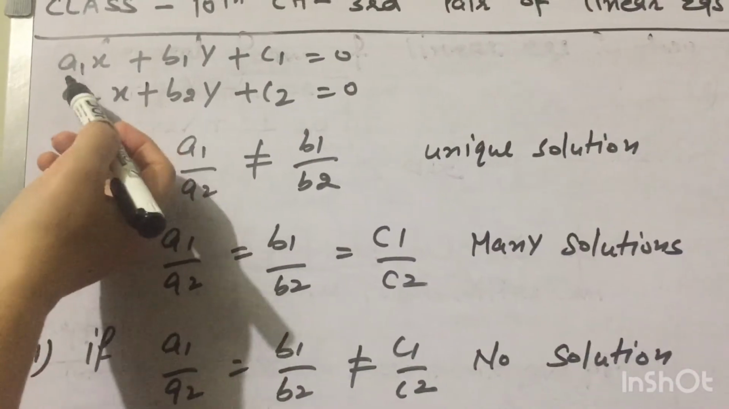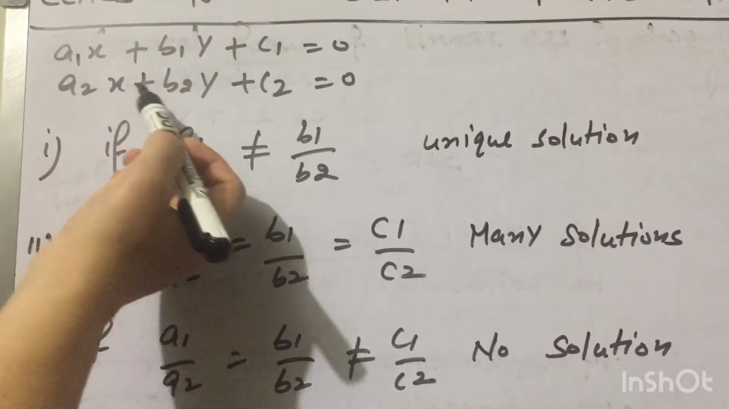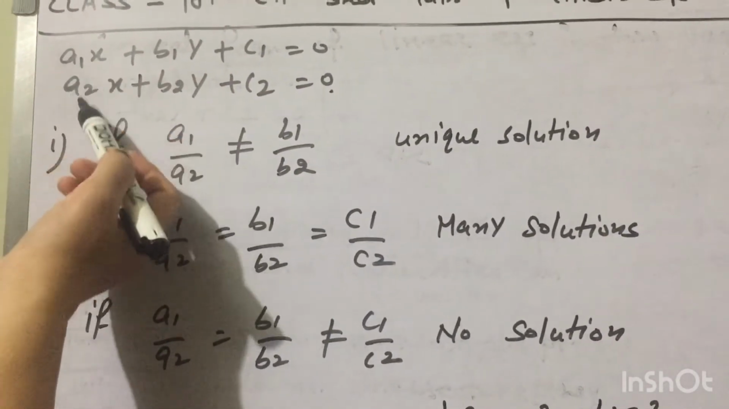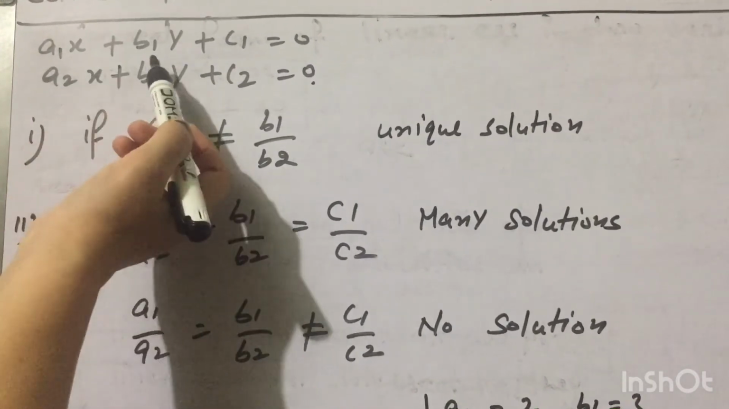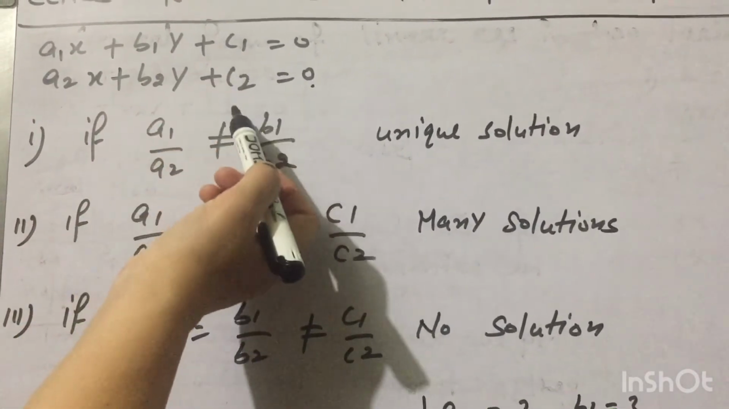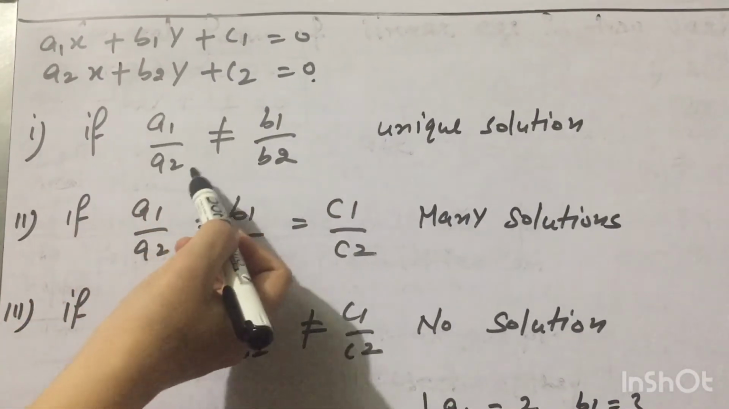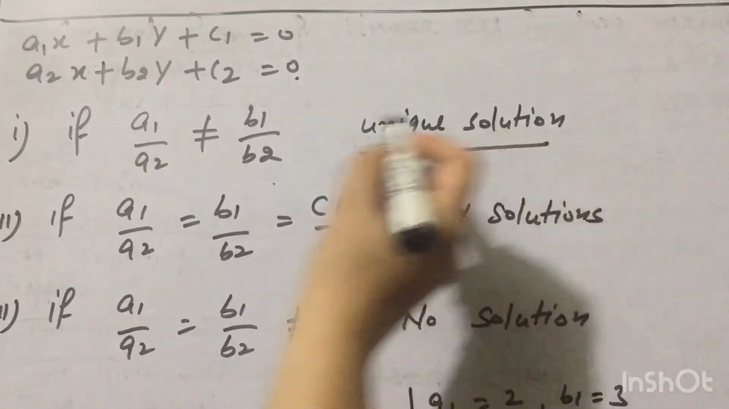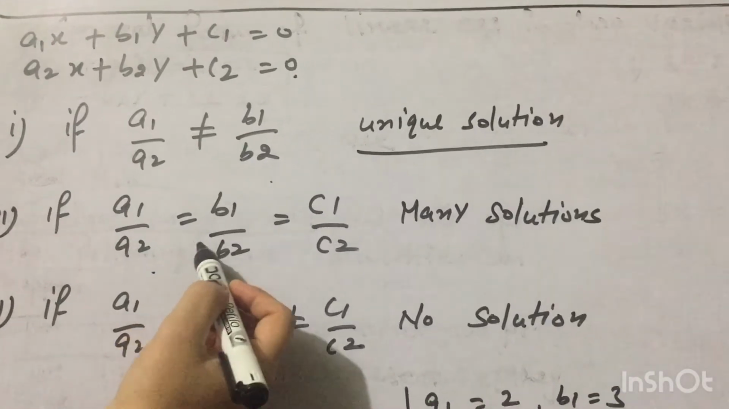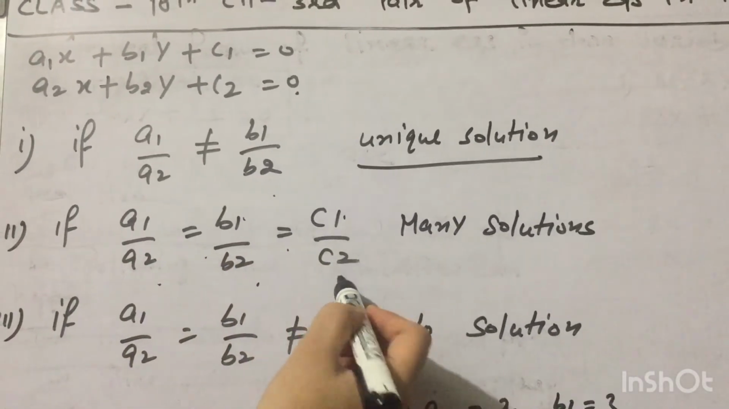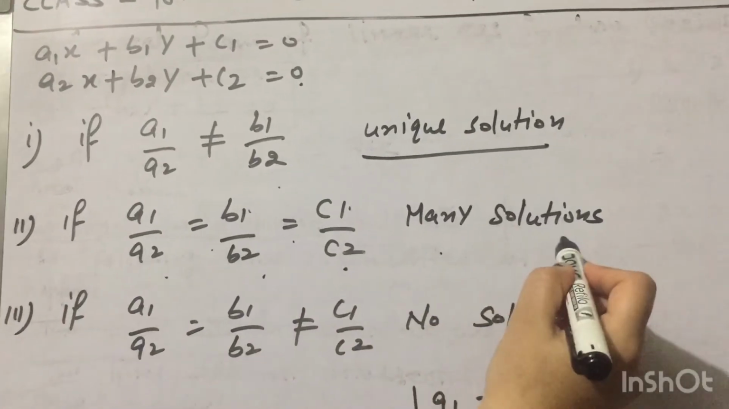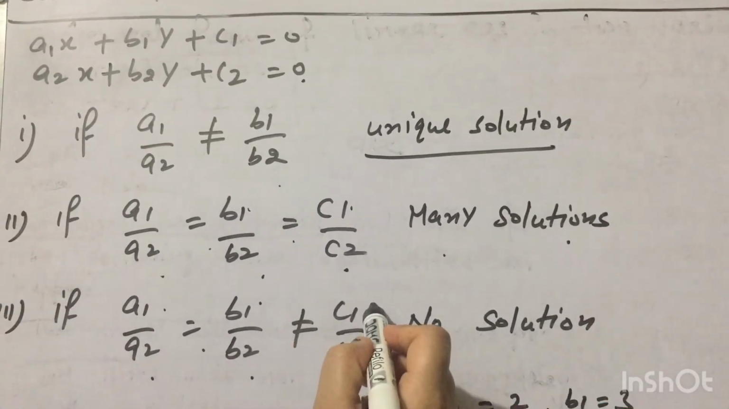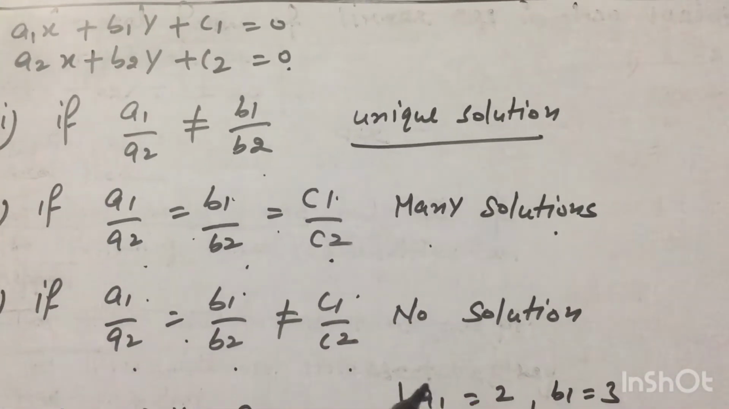General form of linear equations: a1x plus b1y plus c1 equal to 0, a2x plus b2y plus c2 equal to 0. Now a1 and a2 are the coefficients of x, b1 and b2 are the coefficients of y, and c1 and c2 are constant terms. If a1 by a2 is not equal to b1 by b2, then there is a unique solution. Second, if a1 by a2 equal to b1 by b2 equal to c1 by c2, then there are many solutions. Third, if a1 by a2 is equal to b1 by b2 but not equal to c1 by c2, then there is no solution.